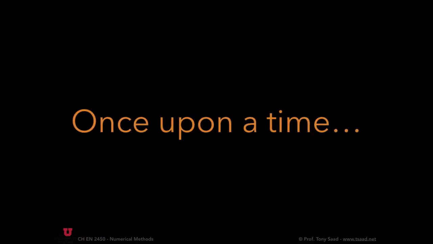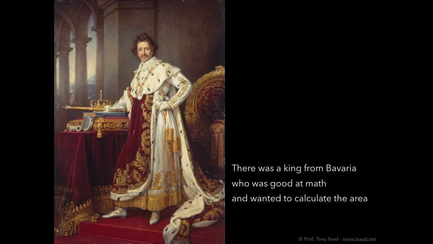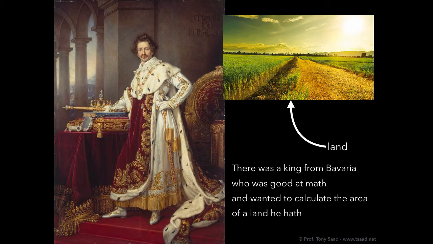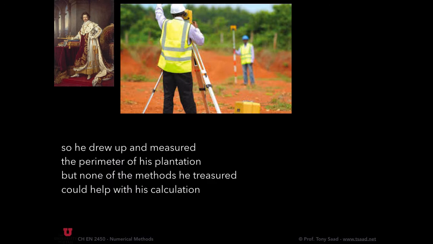Once upon a time, there was a king from Bavaria who was good at math and wanted to calculate the area of a land he hath. So he drew up and measured the perimeter of his plantation, but none of the methods he treasured could help with his calculation.